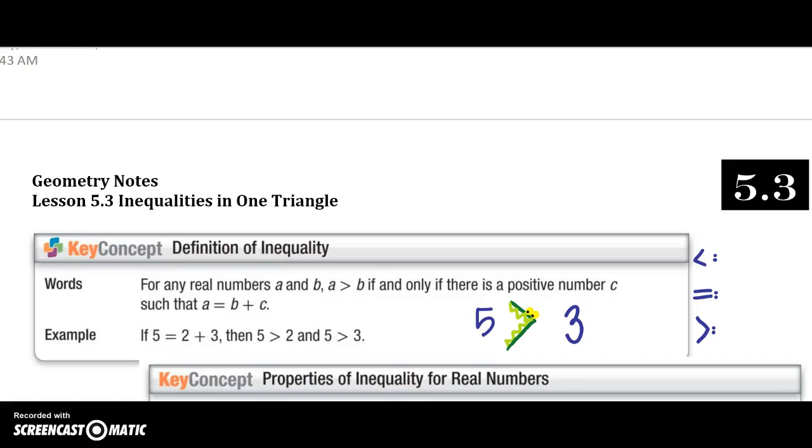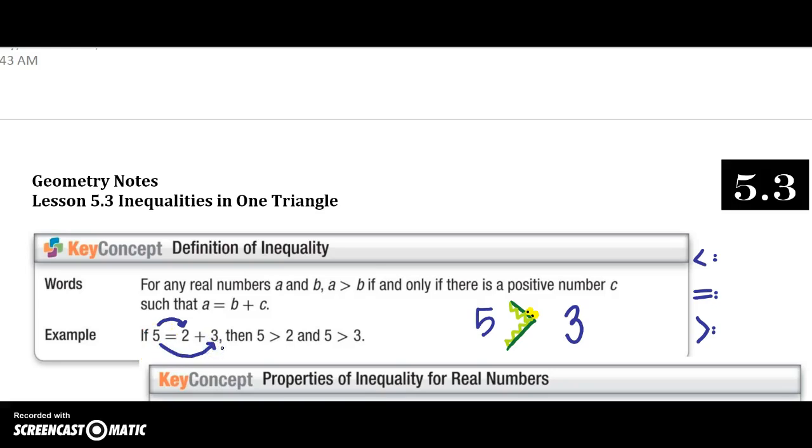So remember those inequality symbols: less than, greater than, or equal to. Just the definition of an inequality: for any real numbers A and B, A is greater than B if and only if there is a positive number C such that A equals B plus C. So what does that really mean? Here's an example. If 5 equals 2 plus 3, which we know is true, then we know that 5 is greater than 2, and 5 is also greater than 3.